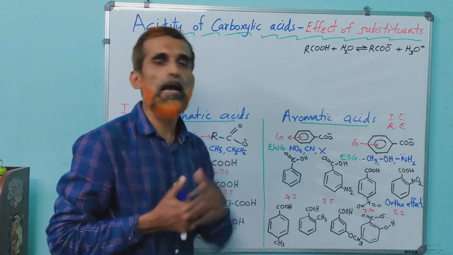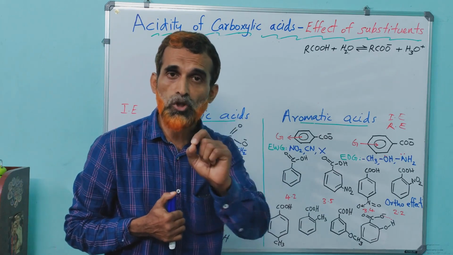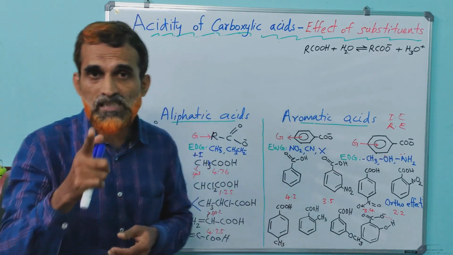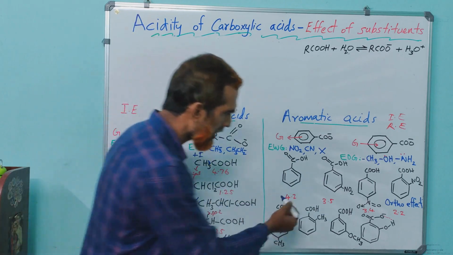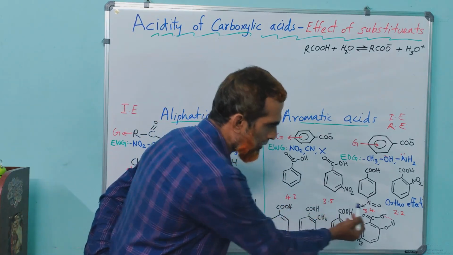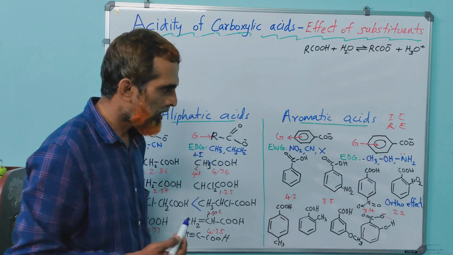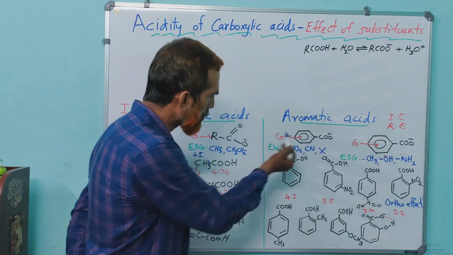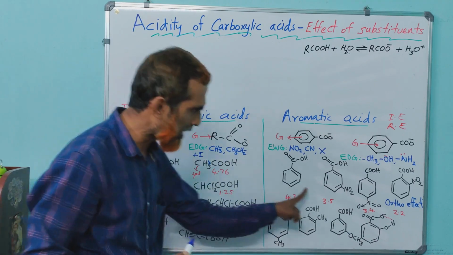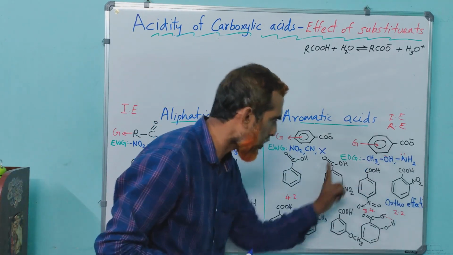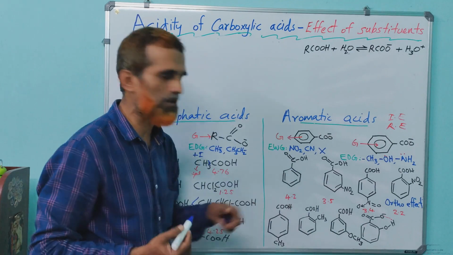In aromatic acids, it is not only the nature of the group, but position matters. At which position the group is coming. See, compare the values, 3.5, 3.4, 2.2. What is the nature of NO2? It is electron withdrawing. It will increase acidity. It's correct. pK value has decreased. So these are all more acidic than benzoic acid.